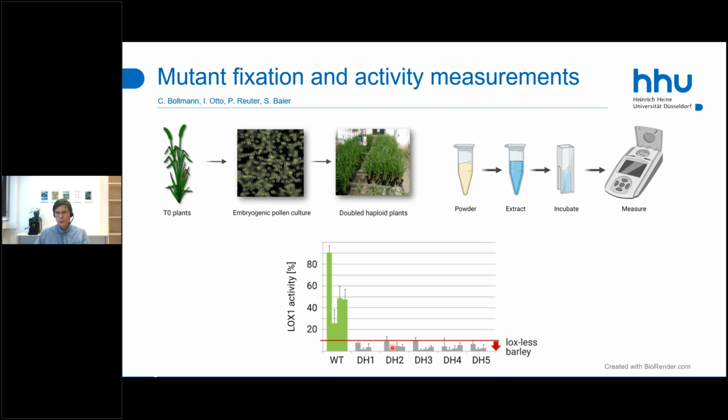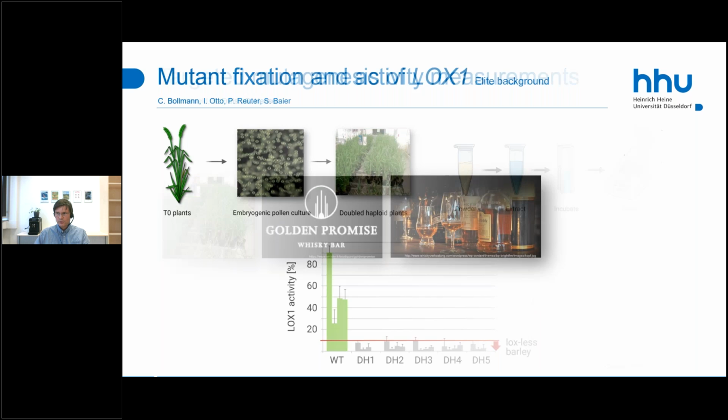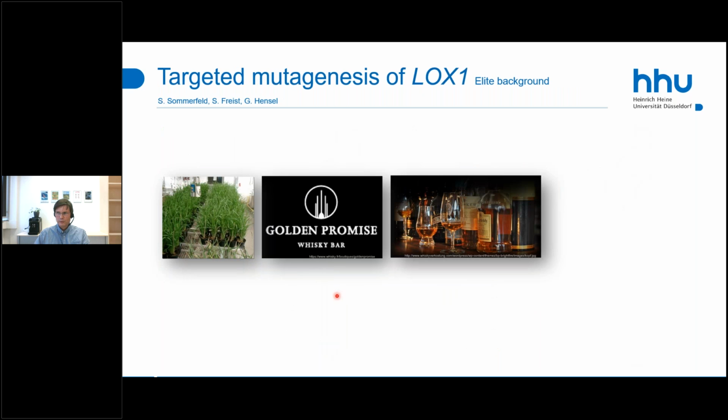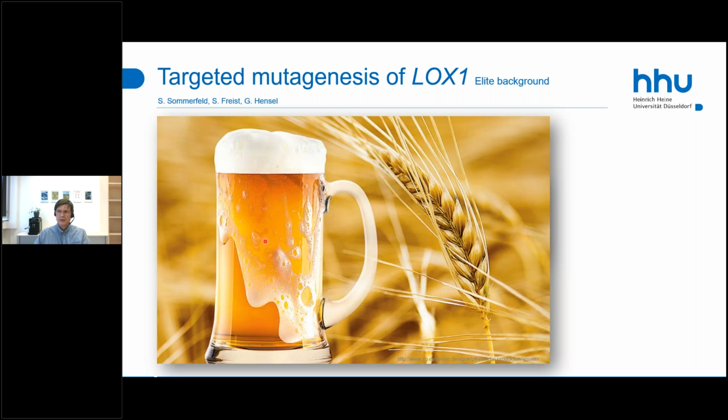For the brewing process, this is still fine because this is still called lipoxygenase-less barley and would be fine. Some of you may know that Golden Promise, our model cultivar, is mainly used for whiskey production, but I told you something about beer. So of course, this would not be a useful genotype. So we repeated our experiments with some elite barley material.